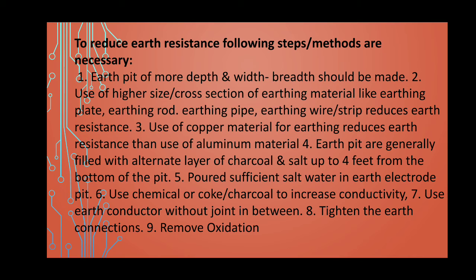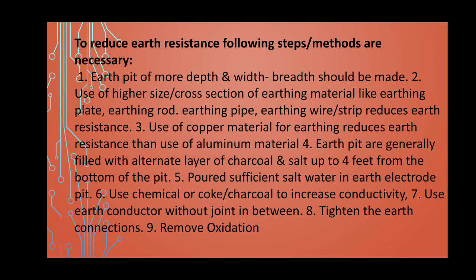Then the next step, earth pits are generally filled with alternate layers of charcoal and salt. So salt and charcoal are also used for the earthing purpose. This is also an alternative method you can use for the earth resistance reduction process. Then next, we have to use sufficient salt water in the earth electrode. Then next we have to use chemical coke and charcoal to increase the conductivity.